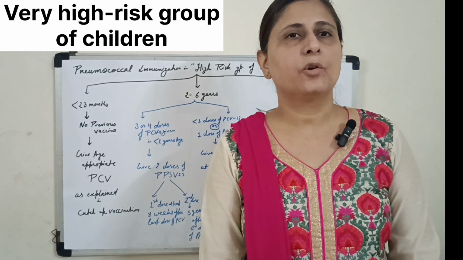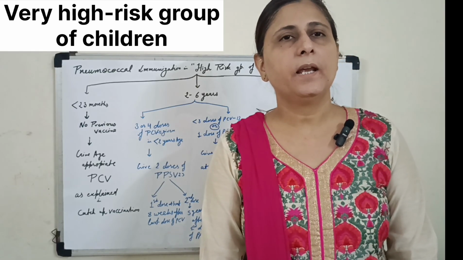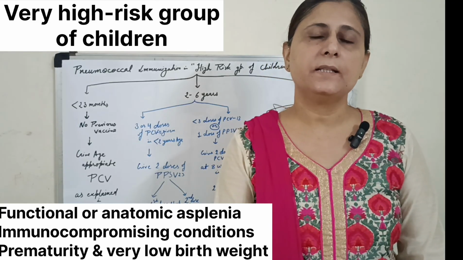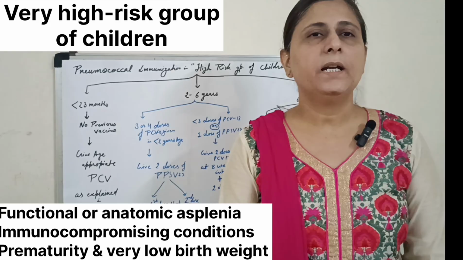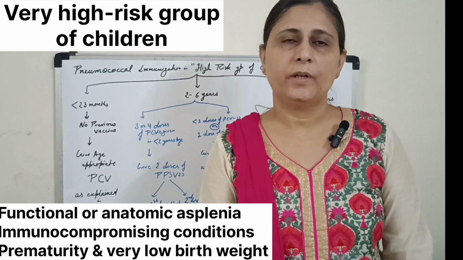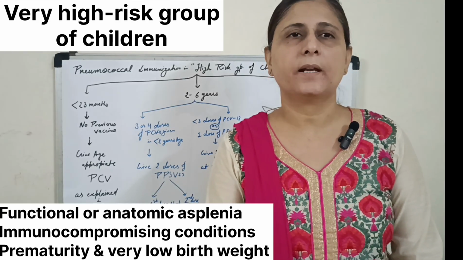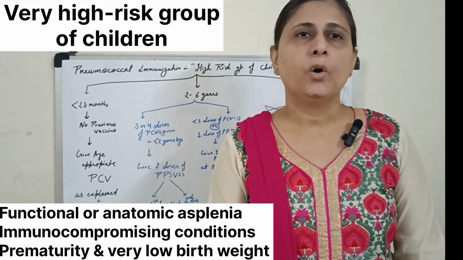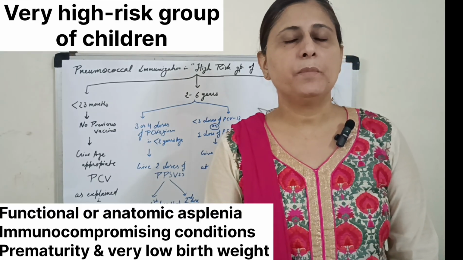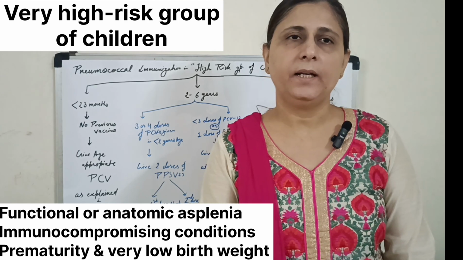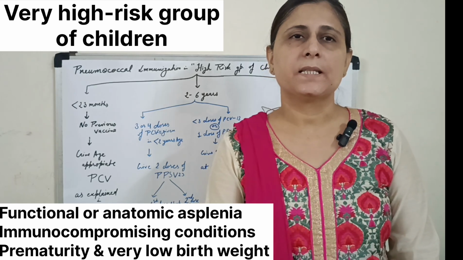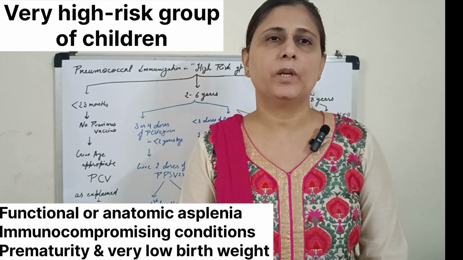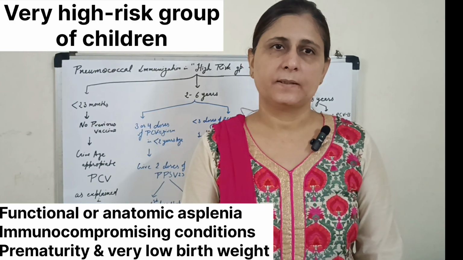Now, the very high risk group of the children, if they are having functional or anatomical asplenia, for example in sickle cell disease, if the child is having immunodeficiency, either primary or secondary immunodeficiency, for example in HIV, or if the child is premature and very low birth weight, then also label as a very high risk group of the children. In them, we are supposed to give the pneumococcal vaccines.